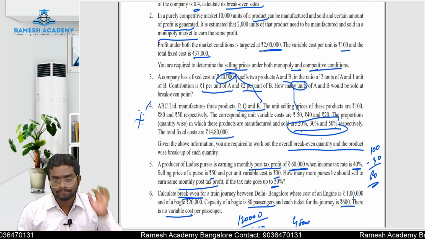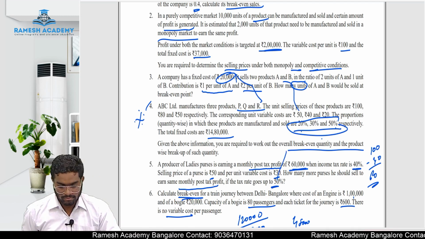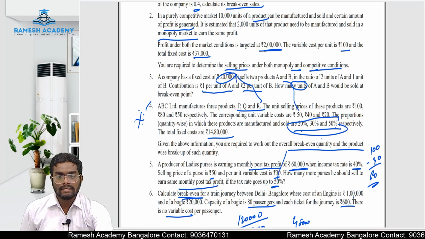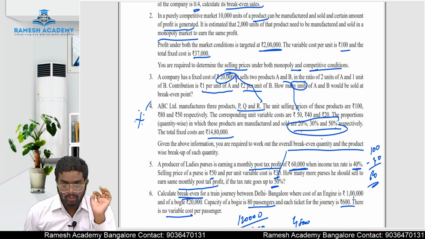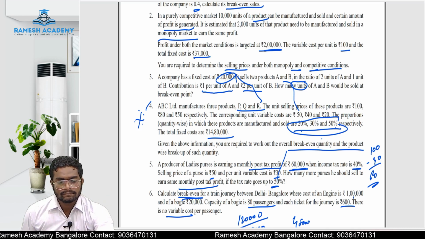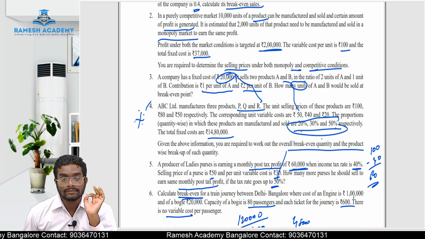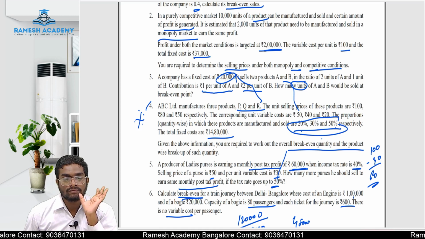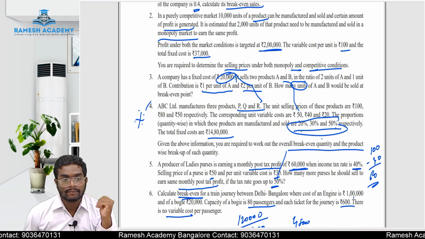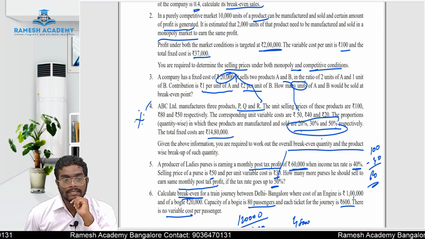So now the thing is, here it will be 1,20,000. So 1,20,000 is my total fixed cost, and the per unit cost is 48,000. So I'll divide 1,20,000 by 48,000. It will be 2.5.